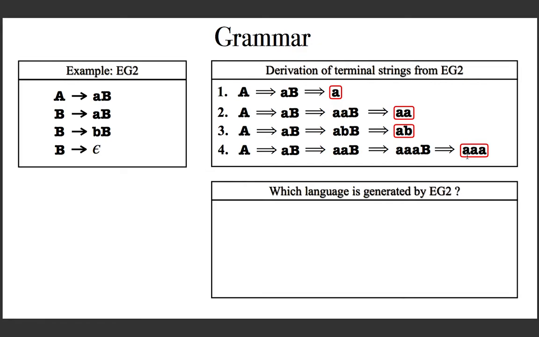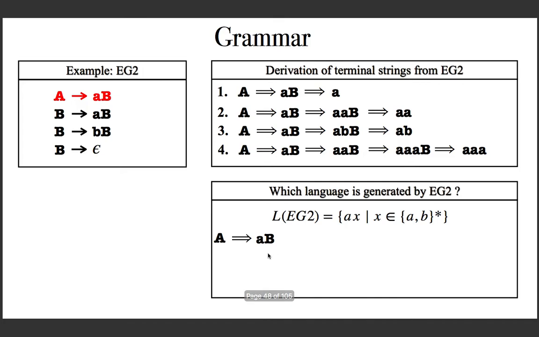The language is this: the set of all strings starting with a. This is how you can mathematically define it: the set of all strings such that a is followed by any string of a and b. And intuitively it is correct. And why is it correct?